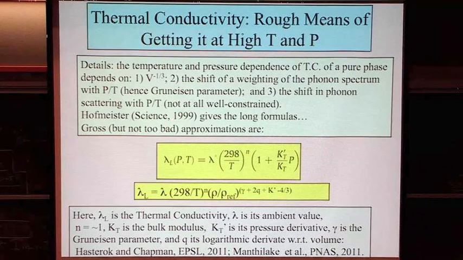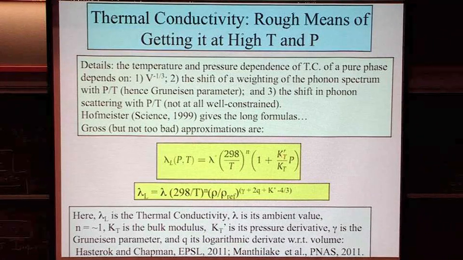You can look up Anne Hofmeister's paper from 1999. Also look at the correction too, because some of the equations are corrected in a later version. It gives very long formulas for extrapolating thermal conductivity. Realistically, there's a couple of gross and not too bad extrapolations out there. One of which is used by Dave Chapman, who basically plotted a bunch of data and said thermal conductivity is proportional to 1 over T to a power that's close to 1, times 1 plus the pressure derivative of the bulk modulus divided by the bulk modulus times pressure. It actually works pretty well.